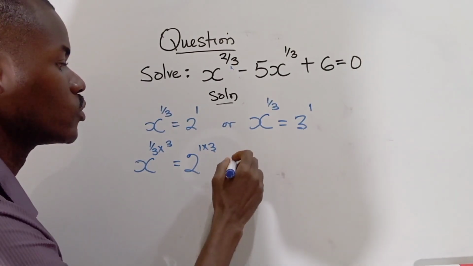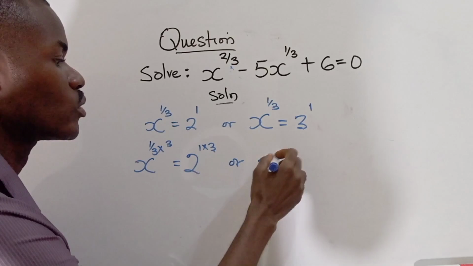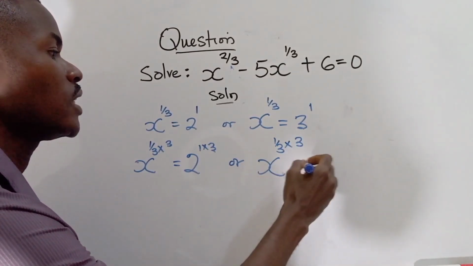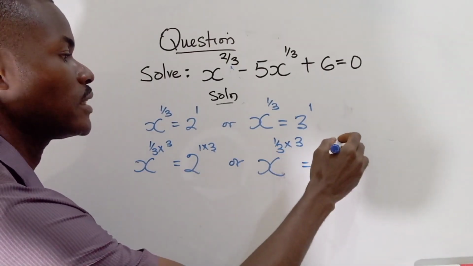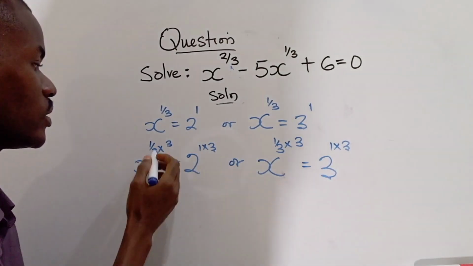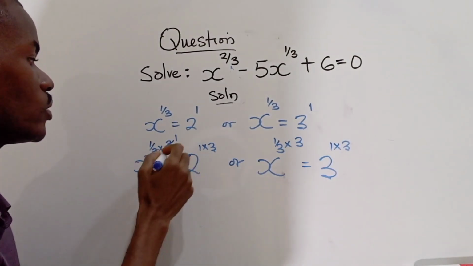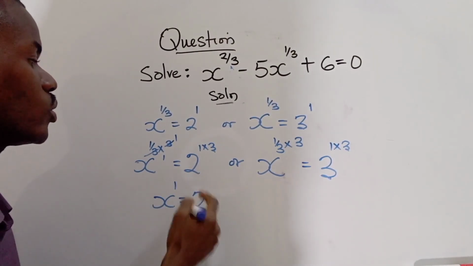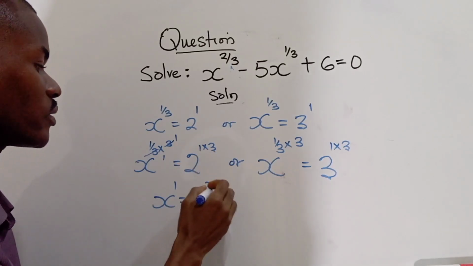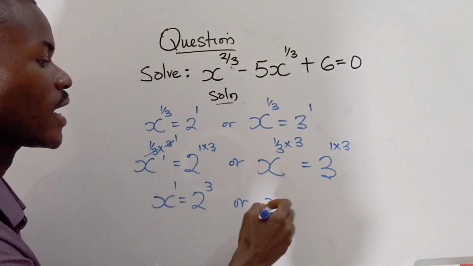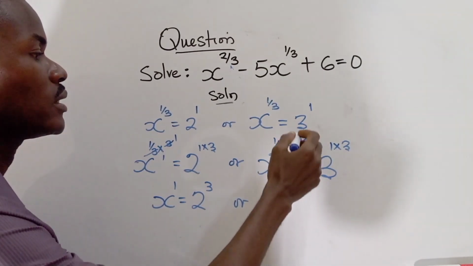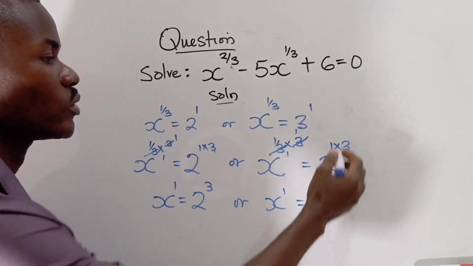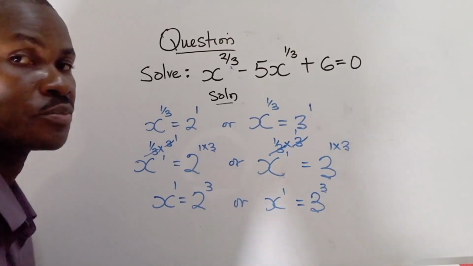Now we are also going to do the same here. x to the power of 1/3, I'm going to multiply this by 3. And I'm also going to multiply this by 3. So this will cancel this. So we have 1, 1. So this is now x to the power of 1, which is equal to 2 to the power of 1 times 3 is 3, or we have x here because this will cancel, this is 1, 1. x to the power of 1 is equal to 3 raised to the power of 1 times 3 is 3.